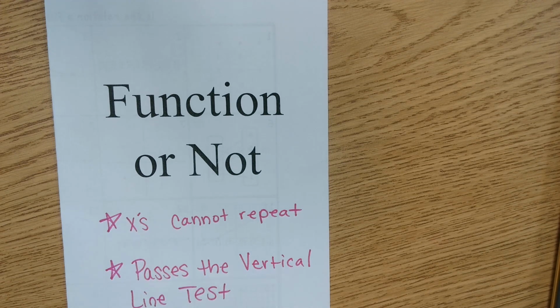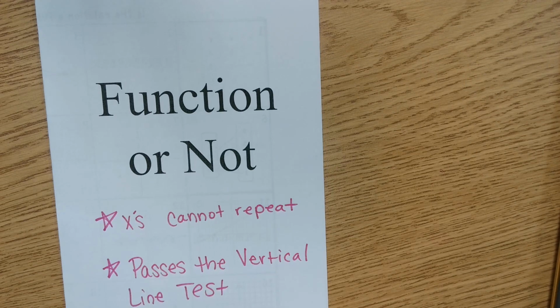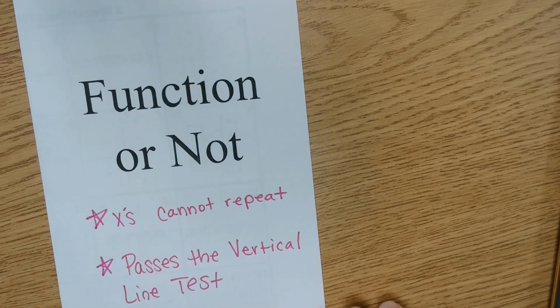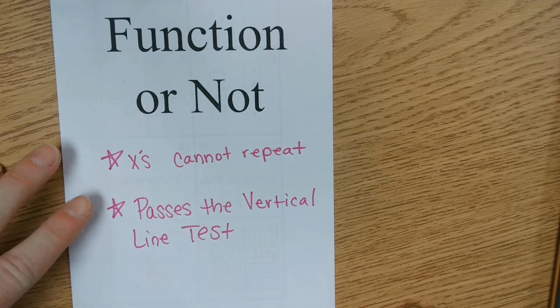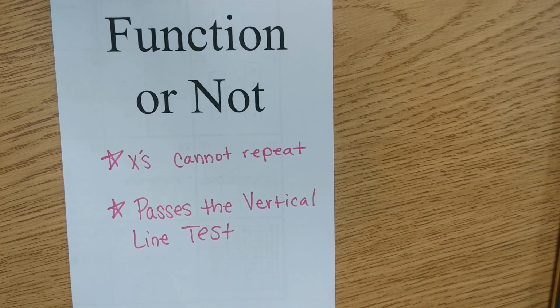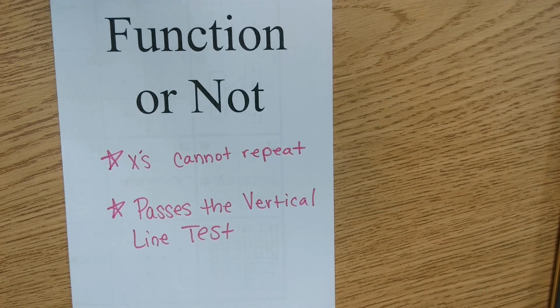We are going to review what a function is. So we have this little foldable. So, function or not a function. Go ahead and write these two things down. To be a function, x's cannot repeat, and it will pass the vertical line test.